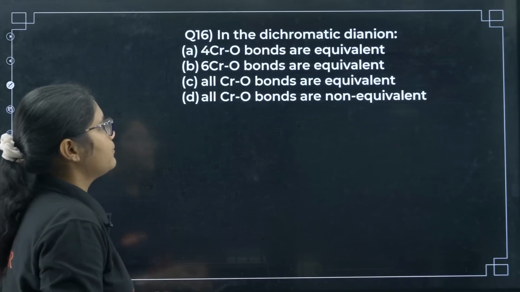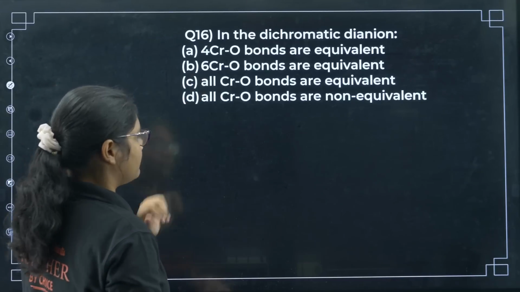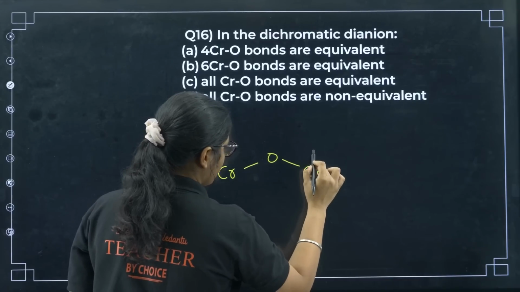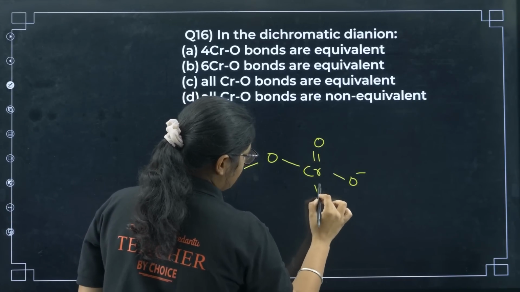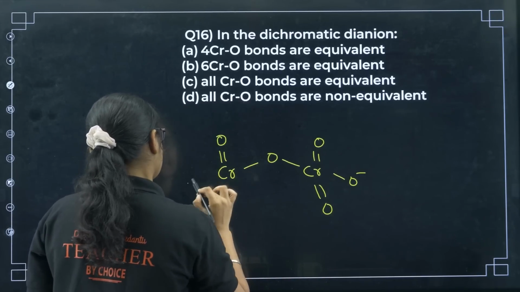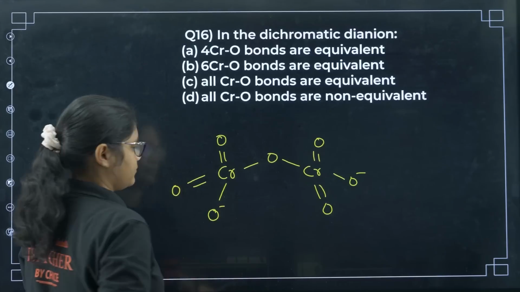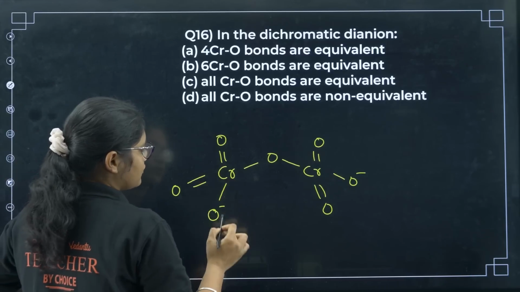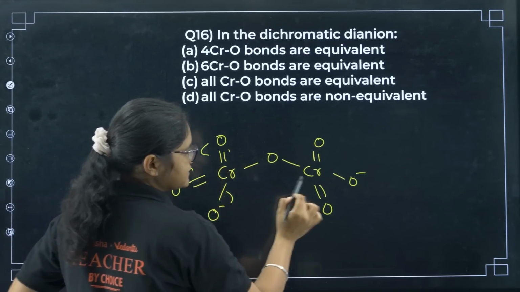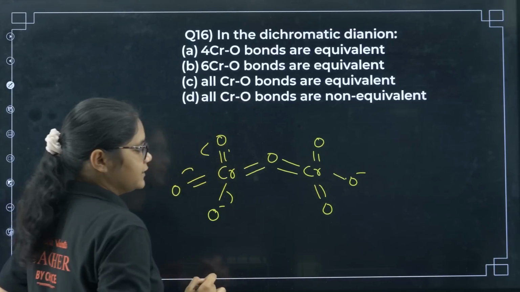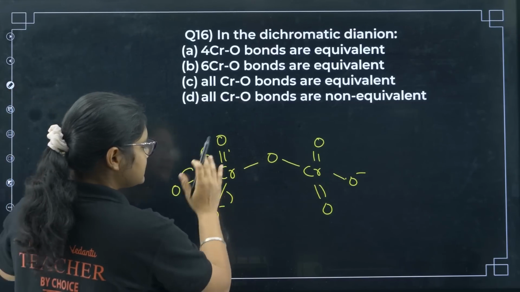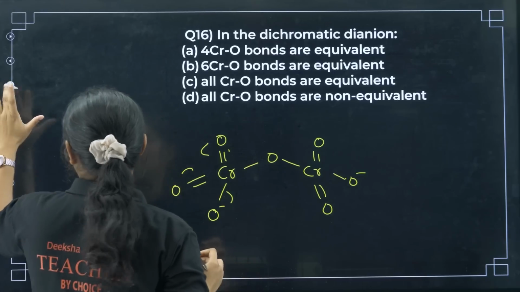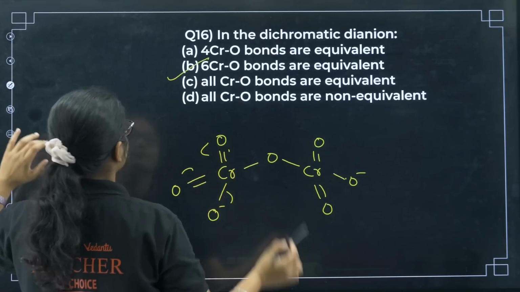Next, in the dichromate anion, what is the bond structure? So if you remember Cr2O7 2 minus, it is like this, okay. Here you can see that these bonds undergo resonance, this undergoes resonance, here also they undergo resonance, but there is no resonance here, okay. So I can say that these 6 bonds are of one type and these 2 Cr-O bonds are of different types. So 6 Cr-O bonds are equivalent in nature, clear?